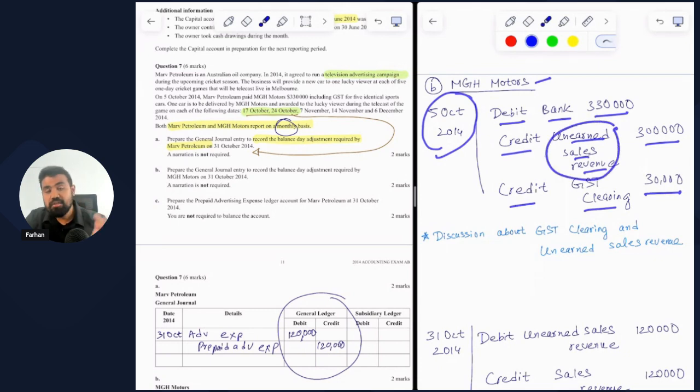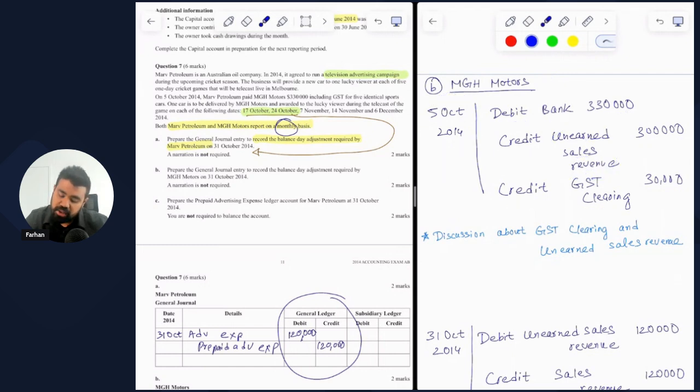And unearned sales revenue simply means that you have collected the cash in advance, but you are yet to deliver the service or the product. Okay, so we are crediting unearned sales revenue by $300,000 because the current liabilities of the business is going up.